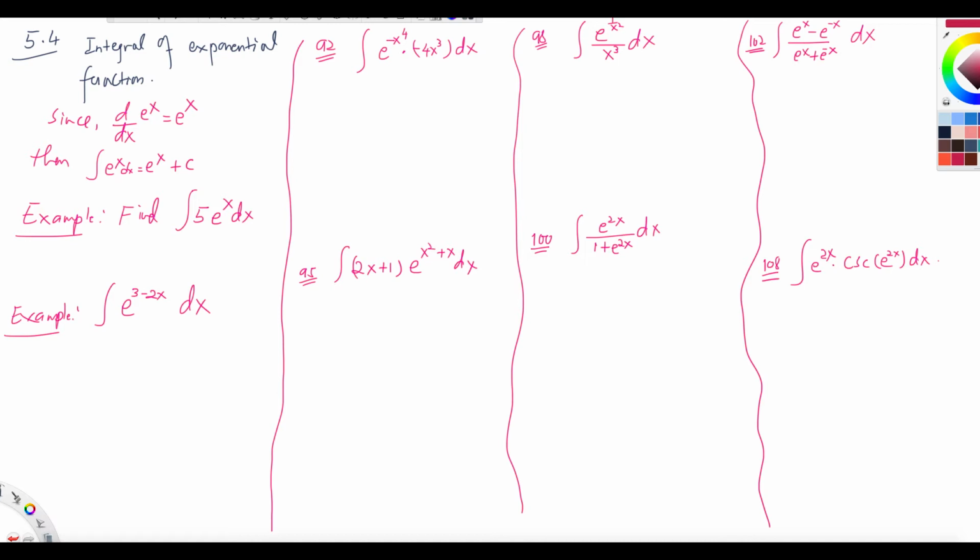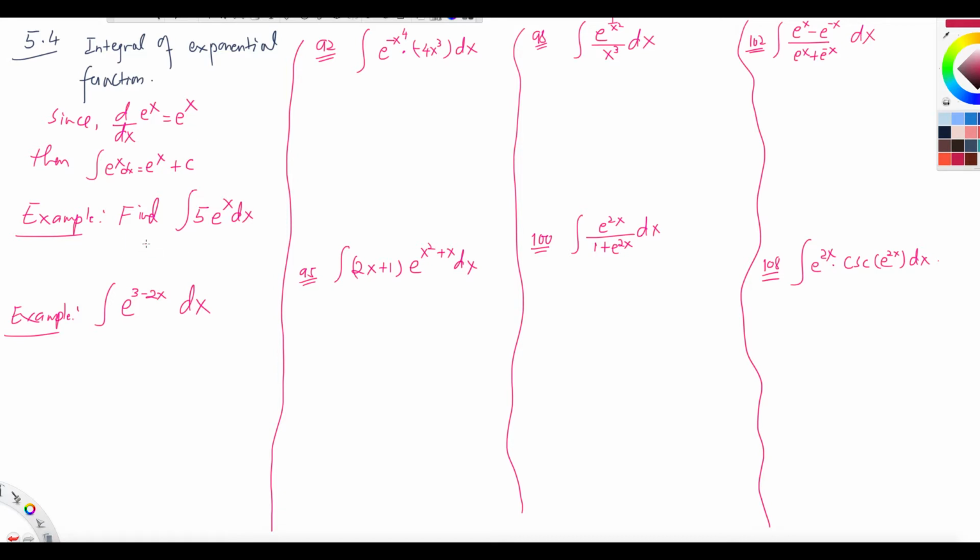In the last video, you saw the first part of section 5.4, which is the derivative of exponential function, right? And you saw that the derivative of e to the x is the same thing, e to the x, right? So if that is true, then the antiderivative of e to the x is e to the x plus c, because the derivative is the same. So the antiderivative is just the same function plus a constant, right?